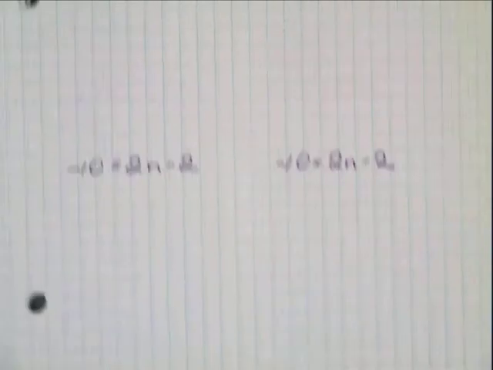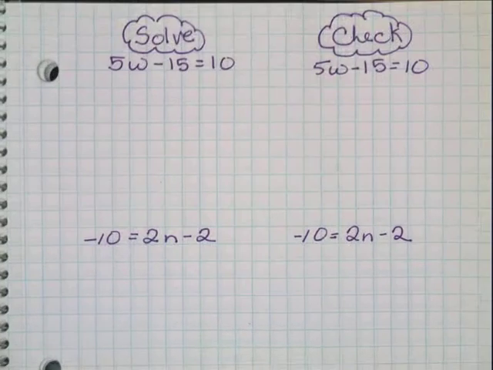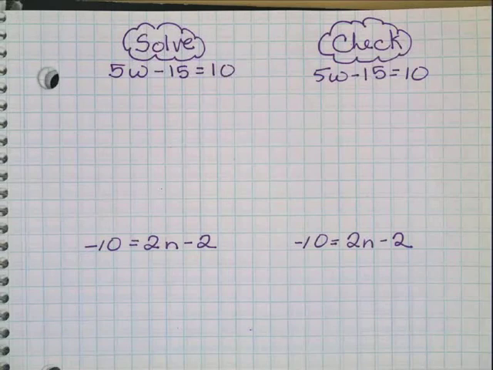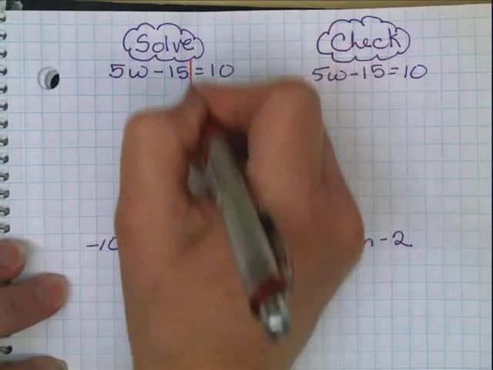Now, here are two problems for you to try on your own. Press pause, solve these two-step equations, and then press play to check your work. Right, now that you've solved the problems on your own, let's do them together.